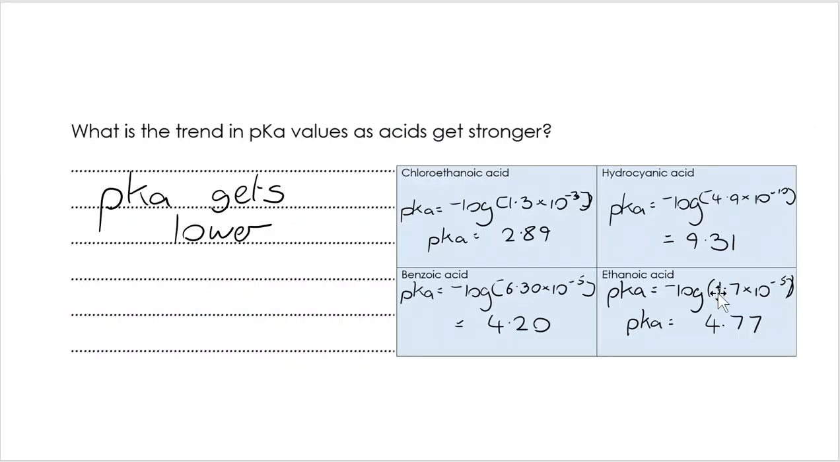And what we can see, and I've brought the data over here so we can look at it again, is that as the acids get stronger, and we've already established that chloroethanoic was the strongest of the acids and hydrocyanic was the weakest, the pKa gets lower as the acid gets stronger. So that takes us to the end of part 3.